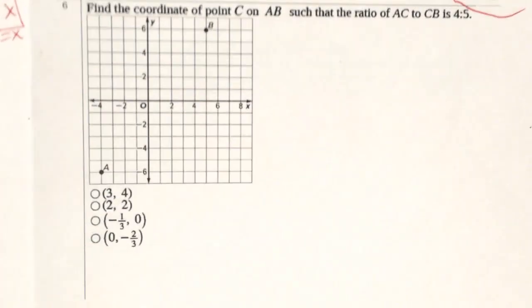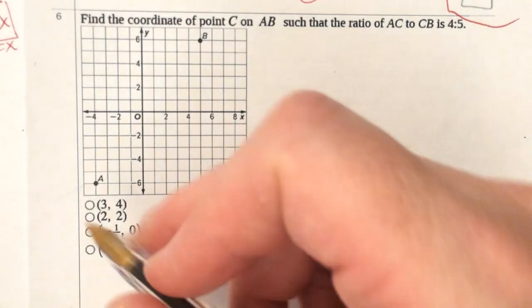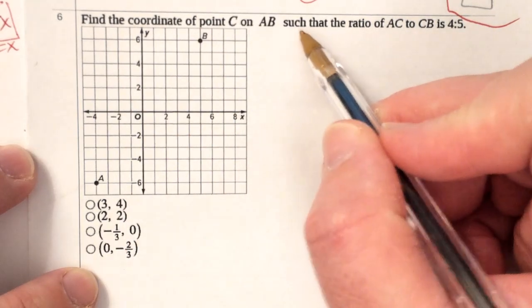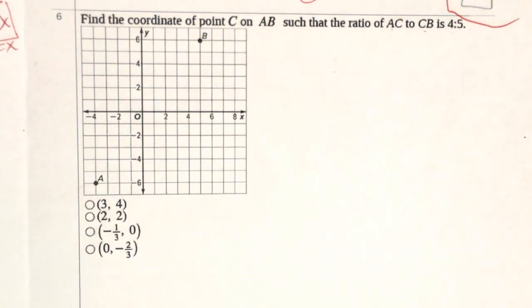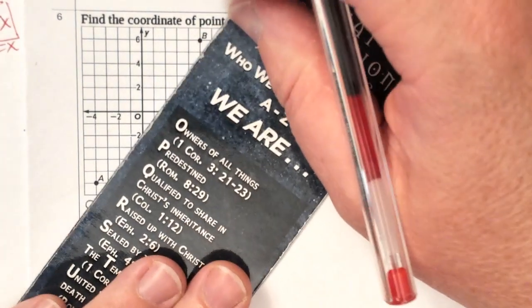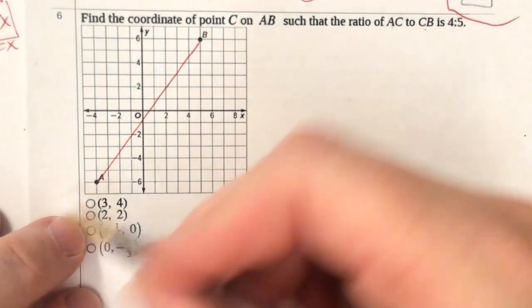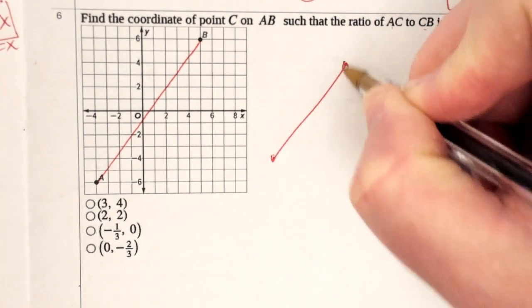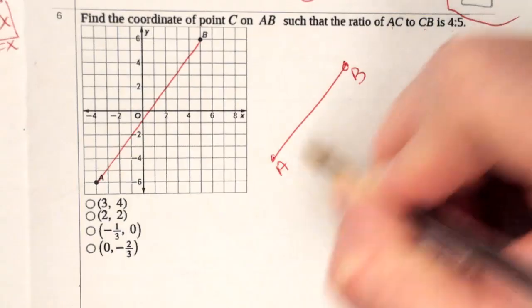Number 6. All right, number 6, they were really cool enough to go ahead and graph this for us. So we want to find the coordinate of C if AB such that the ratio of A to C, C to B is 4 to 5. All right, so we're talking from here to here. So our general thing is this is A, this is B, C is somewhere in between there.